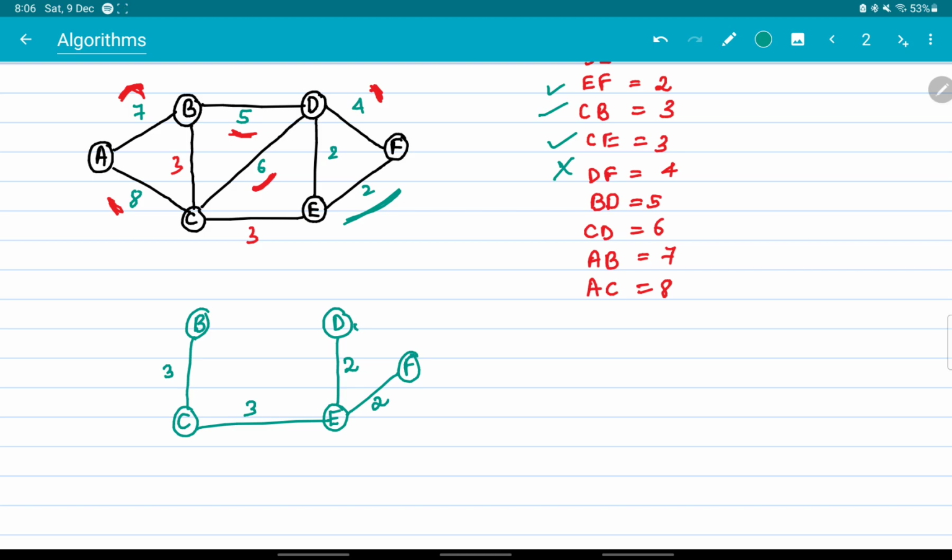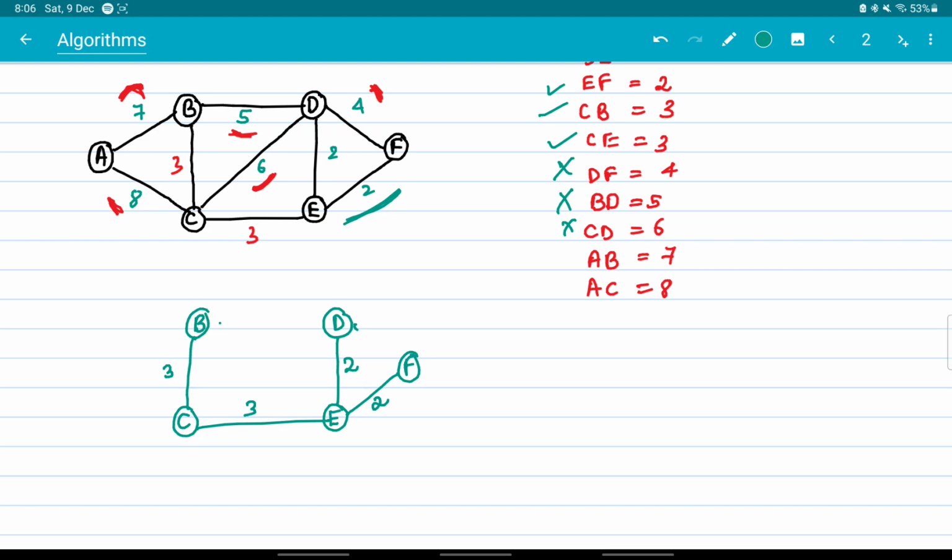The next edge is BD. Now if you see here, if I connect BD like this, I will be getting a cycle, that is B, C, E and D. Again it is like a closed loop. So I'm not going to consider this edge BD because it is forming a cycle over here. The next edge is CD. If I connect CD like this, I will again be getting a cycle in the form of C, D and E. So again I have to eliminate this edge CD and not connect it for our minimum spanning tree formation. So that edge is also eliminated.